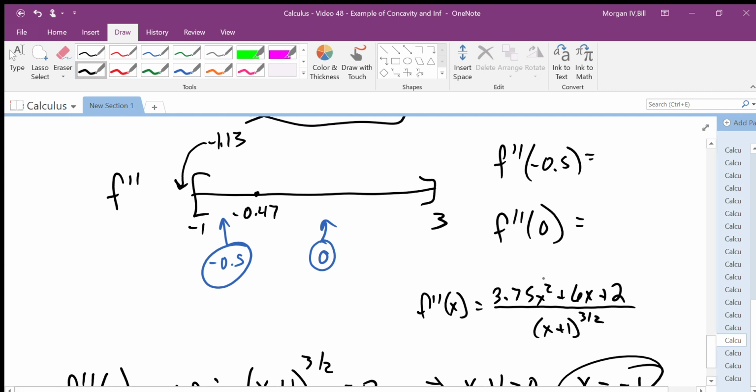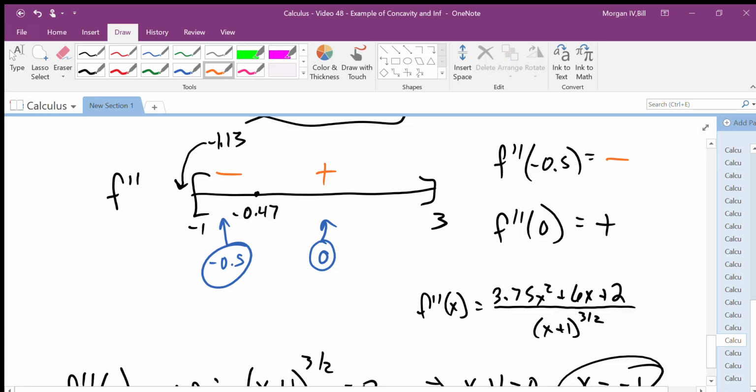And when I plug in 0, like the easy one first, my numerator is 2. Therefore, 2 divided by something positive is something positive. And so I'm getting positive here, concave up. And negative 0.5, let's go ahead and check that out. So negative 0.5 squared times 3.75 plus 6 times negative 0.5 plus 2, negative 0.0625. Okay, point is it's negative. Therefore, negative.